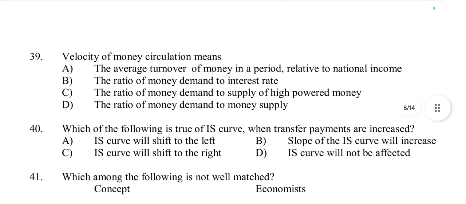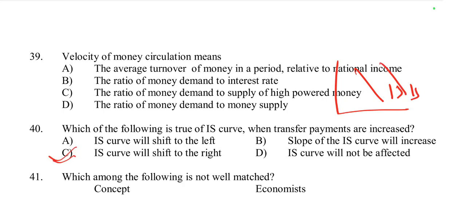Then today's last question, question number 40. Which of the following is true of the IS curve when transfer payment is increased? We know the shape of the IS curve is downward sloping. What happens to the IS curve when transfer payment increases? IS curve shifts to the left, or slope of the IS curve will increase, or IS curve shifts to the right, or IS curve will not be affected. So when transfer payment increases, the IS curve shifts to the right.